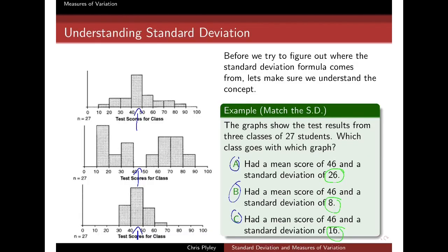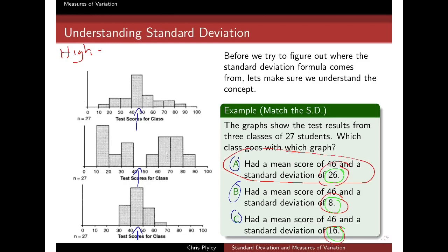And so did you figure it out? Did you figure out which class was class A? So the key marker here is to look at the different standard deviations. Of course, I see one class that had a standard deviation of 26, one that had a standard deviation of 8, and one that had a standard deviation of 16. And the key point to remember here is that higher standard deviation implies more spread.